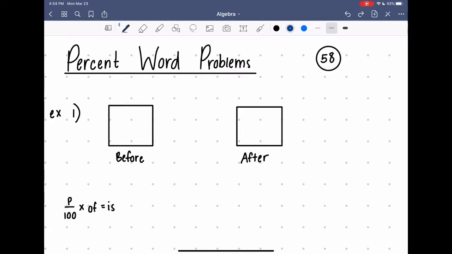So I'm making squares, and I suggest that you do something similar, whatever's easiest for you that helps you understand what is going on. So for the first problem, Kathy, John, and Susie have only 20 chickens left. If they began with 80 chickens, what percent of the original flock remains?